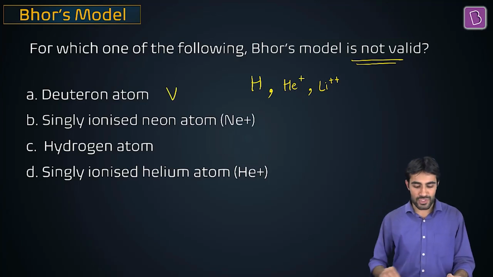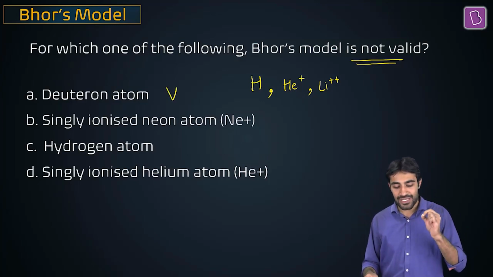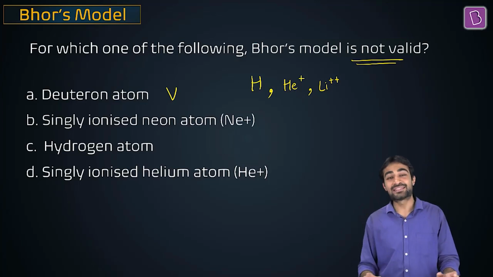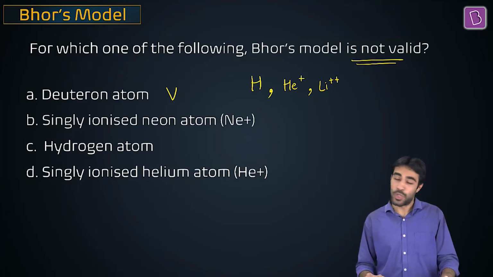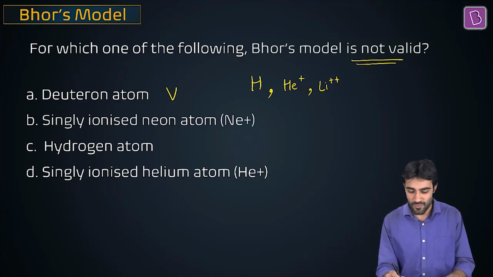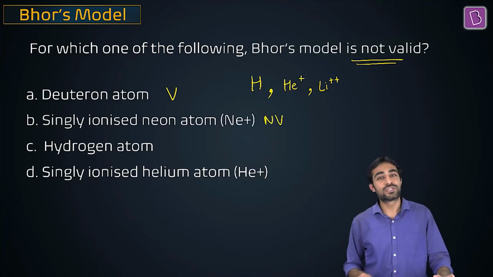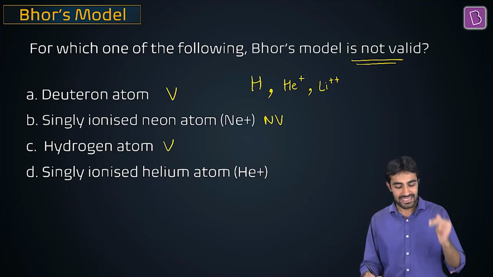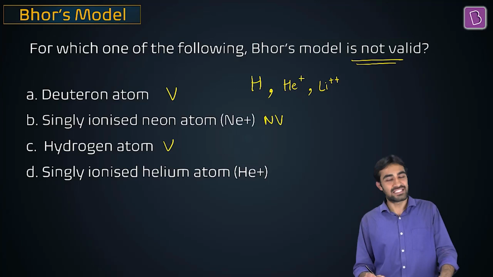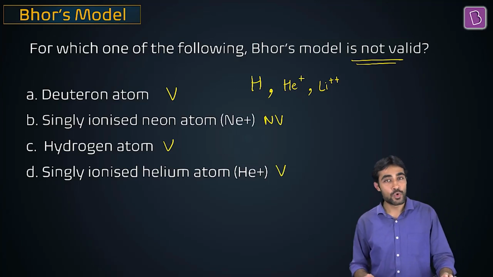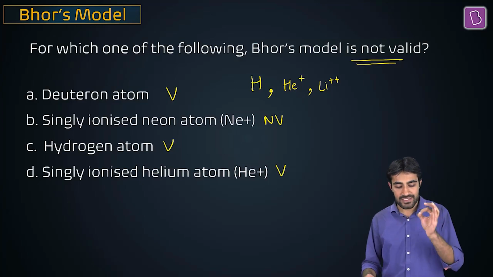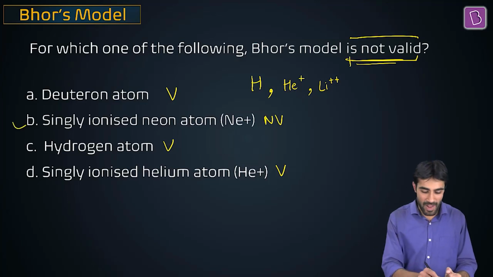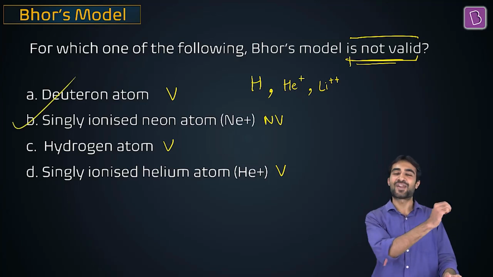Okay, option B, singly ionized neon atom. What do you think? For this atom, is the Bohr model valid? Is there only a single electron in this atom? No. There are many electrons. So for this, it is not valid. Option C, hydrogen atom. Yes, it is obviously valid for the hydrogen atom. And option D, singly ionized helium atom. Yes, for this atom, it is valid. So only option B, singly ionized neon atom, the Bohr model is not valid. So we can mark option B as the right answer for our question.